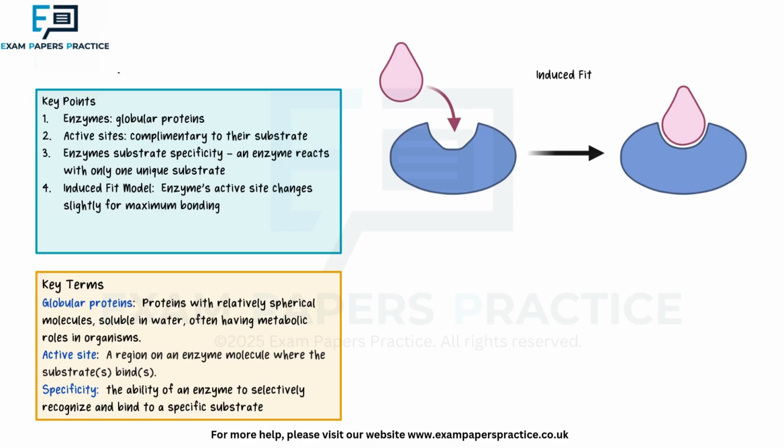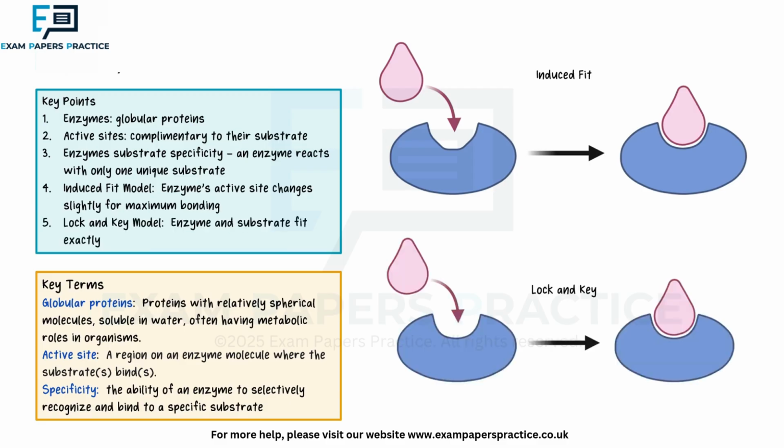The original model of enzyme and substrate interaction is known as the lock and key model, where the active site of the enzyme matches the substrate exactly, and neither changes shape upon binding. It appears that most enzymes follow the induced fit model rather than the lock and key.